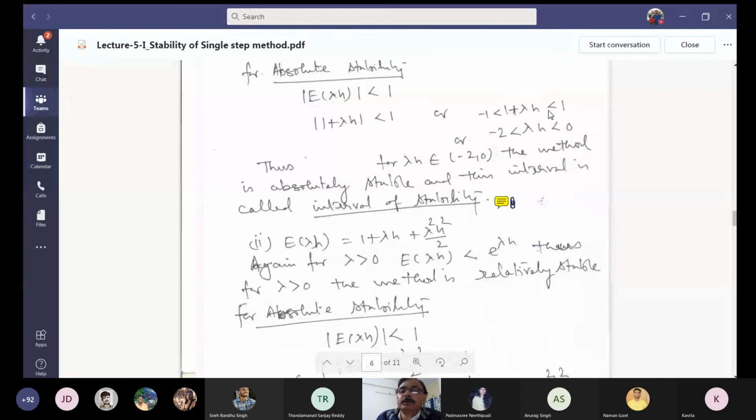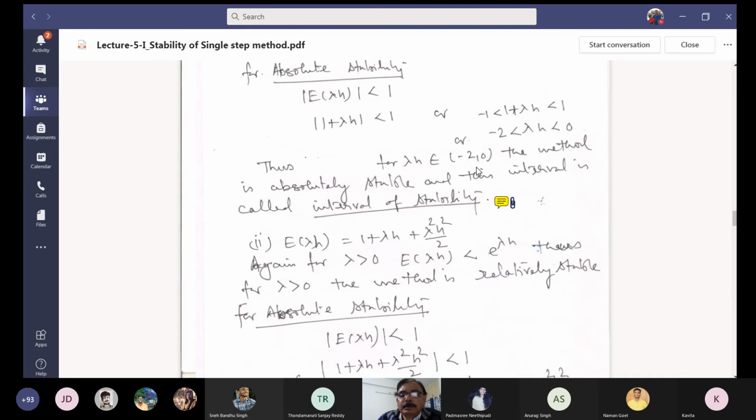The intersection of this with the left half of the λ plane gives λh greater than minus 2, but only up to 0. Means if λh is in the open interval minus 2 to 0, then the method is absolutely stable. Is this clear? This interval is called the interval of stability. Is this clear to everybody?